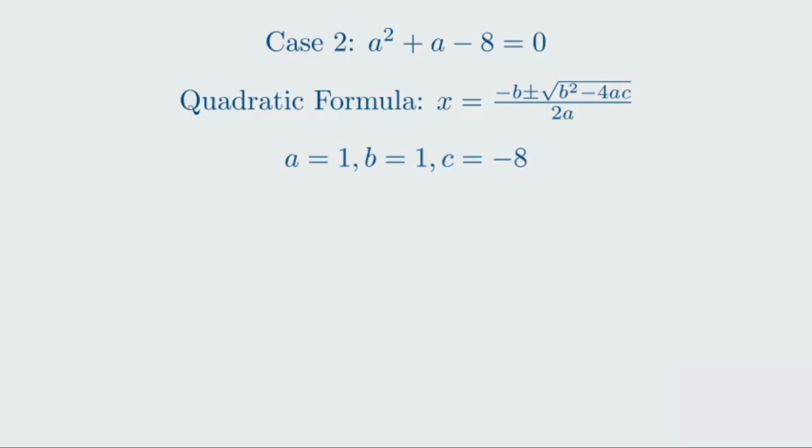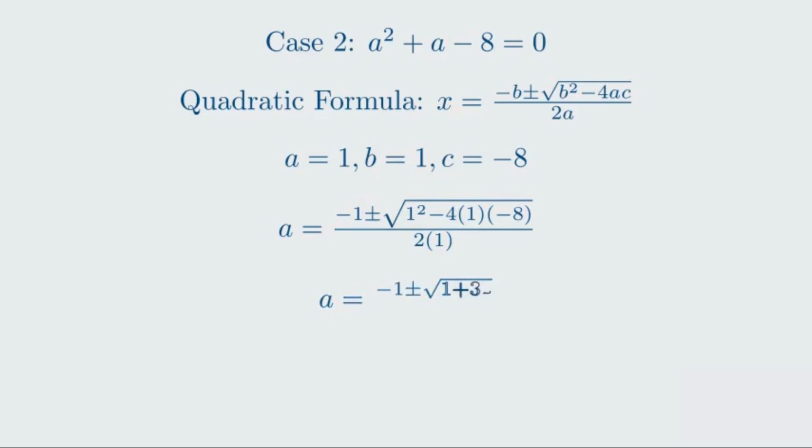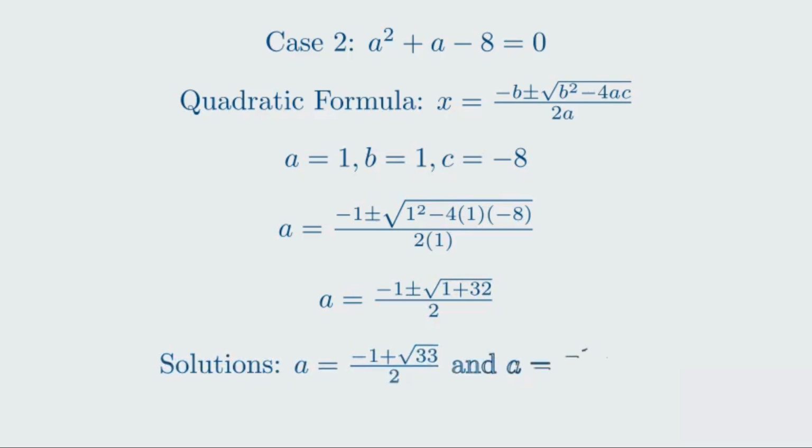This gives us a equals negative 1 plus or minus the square root of 1 squared minus 4 times 1 times negative 8, all divided by 2 times 1. Let's simplify the expression inside the square root, which is called the discriminant. 1 squared is 1, and negative 4 times negative 8 is positive 32. So the discriminant is 1 plus 32, which equals 33. This gives us our final two solutions for a. The solutions are a equals negative 1 plus the square root of 33, all divided by 2, and a equals negative 1 minus the square root of 33, all divided by 2. These are the two non-extraneous solutions to our original problem.